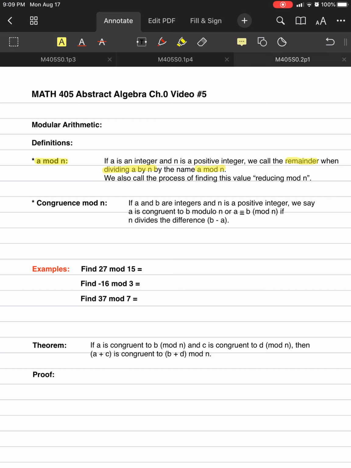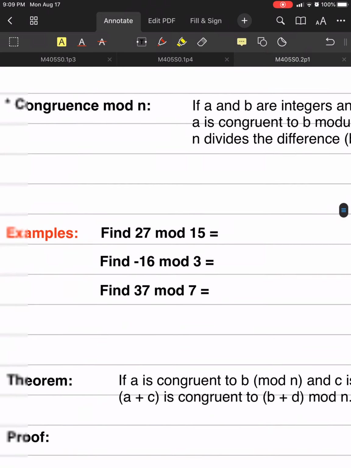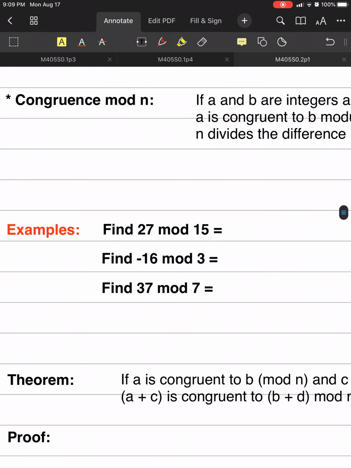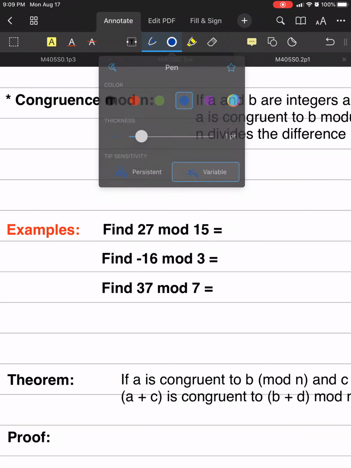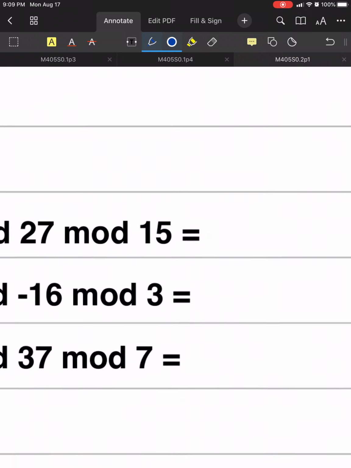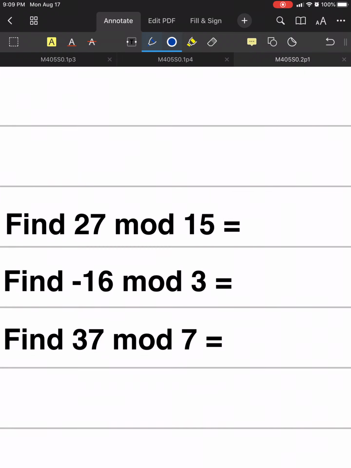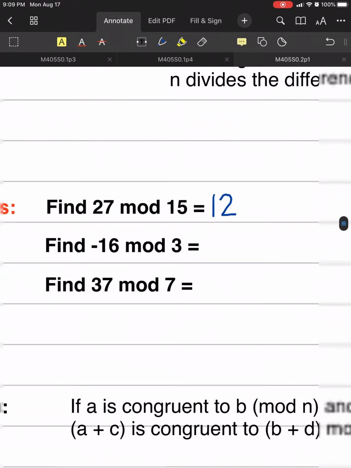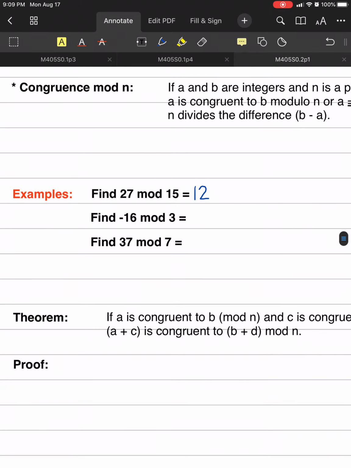All right, if everybody's back now, let's take a look at these and how you can do them quickly. So 27 mod 15, here you can actually long divide very easily. You take 15, divide it into 27. 15 goes into 27 once with 12 left over. So that's our remainder, and that's 27 mod 15.